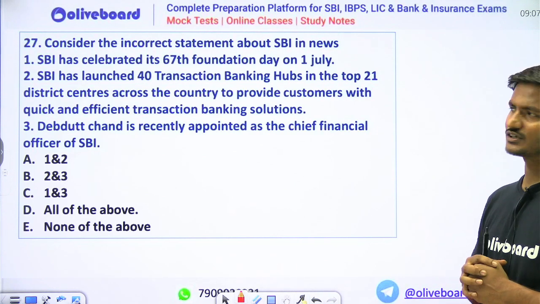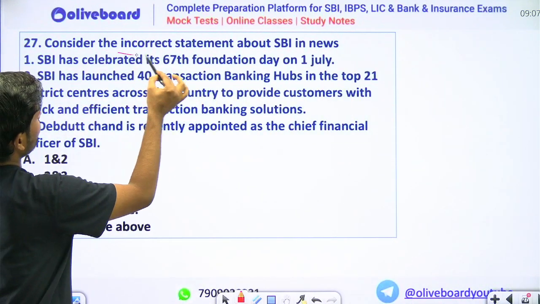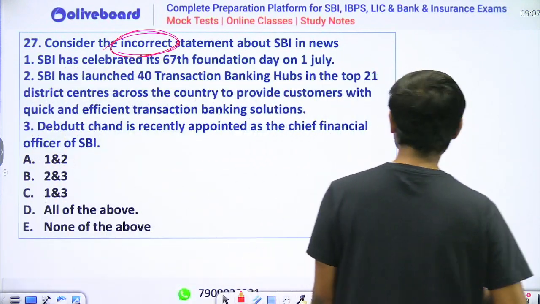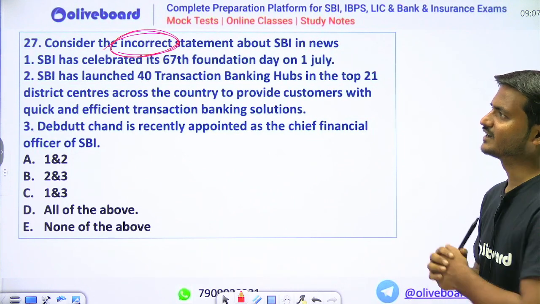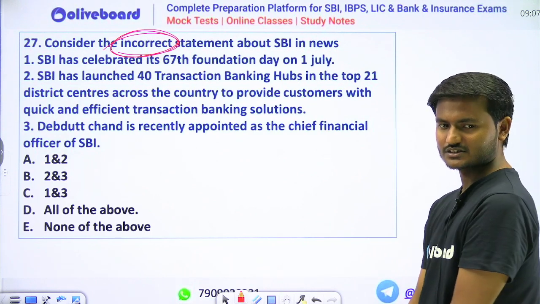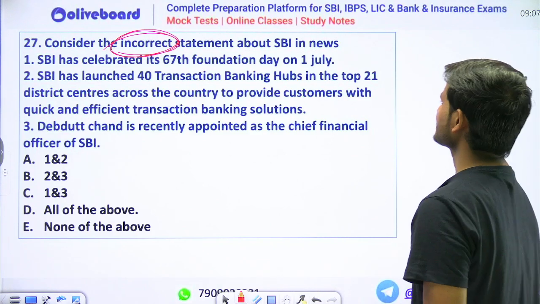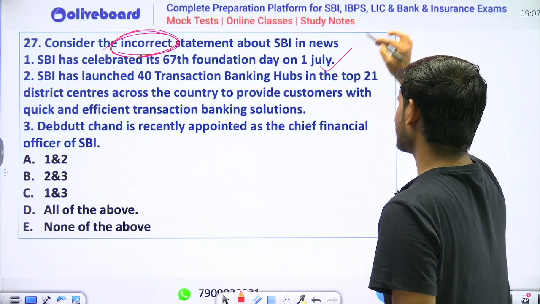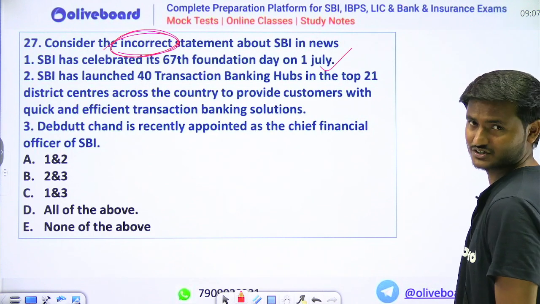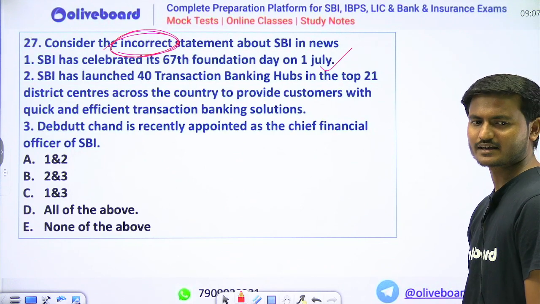About the recent news about the SBI, we have to find the incorrect statements about the State Bank of India. State Bank has celebrated its 67th foundation day on 1st of July. You are a banking aspirant, and SBI is a big bank, so you must be knowing the foundation day of State Bank of India, that is 1st of July. SBI has launched 40 transaction banking hubs in top 21 district centers across the country to provide customers with quick and efficient transaction banking solutions.